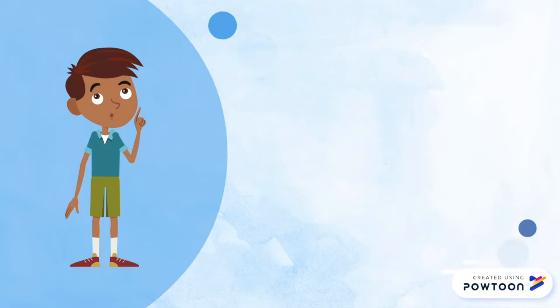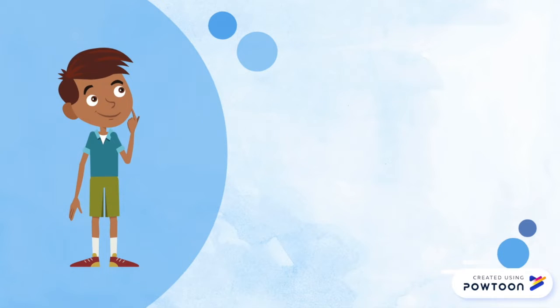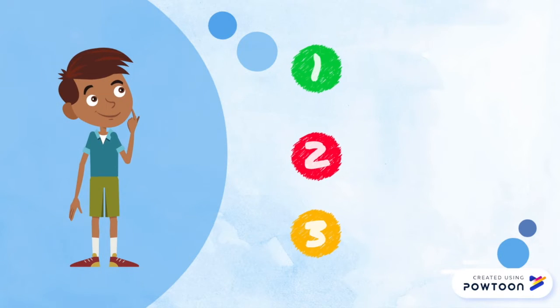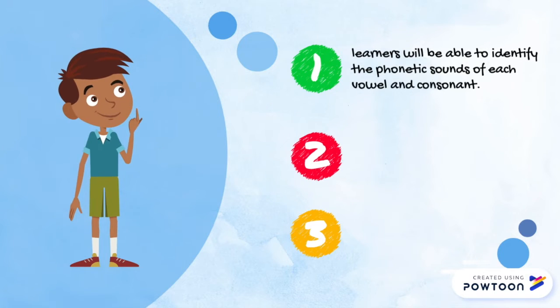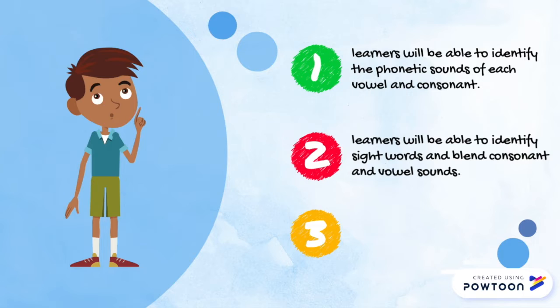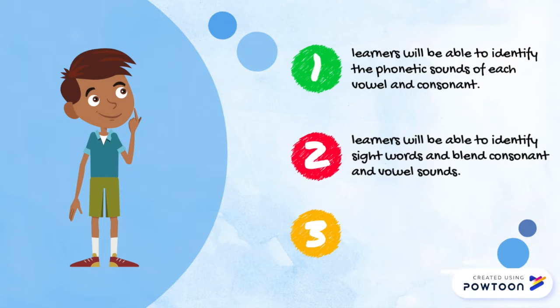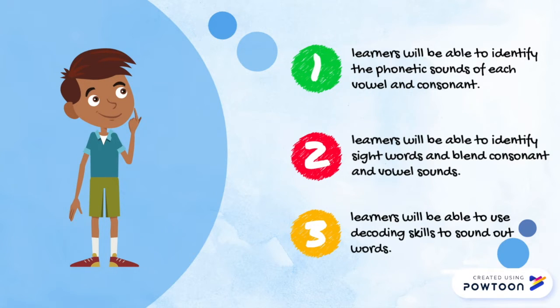Read with me ABC is intended to assist kindergarten students struggling with literacy skills. We have identified 3 learning objectives. Learners will be able to identify the phonic sounds of each vowel and consonant. Learners will be able to identify sight words and blend consonant and vowel sounds. Learners will be able to use decoding skills to sound out words.